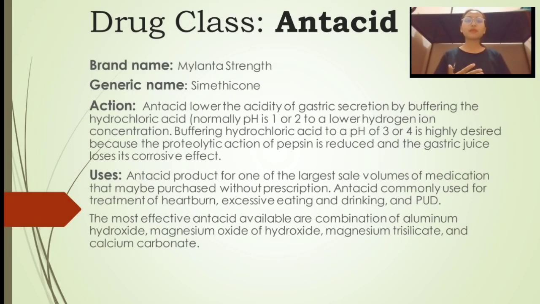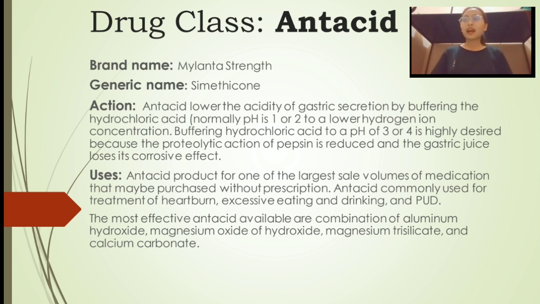For the continuation of the report, drug class: antacid; brand name: Mylanta; generic name: simethicone. Action: antacids lower the acidity of gastric secretion by buffering the hydrochloric acid. Normally the potential hydrogen (pH) is 1 or 2, and antacids move it to a lower hydrogen ion concentration. Buffering hydrochloric acid to a pH of 3 or 4 is highly desired because the proteolytic action of pepsin is reduced and the gastric juice loses its corrosive effect. They may also act by defoaming action, dispersing or preventing formation of mucus-surrounded gas pockets in the GI tract.